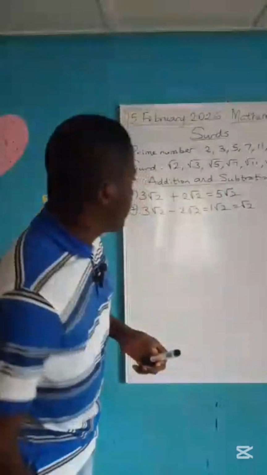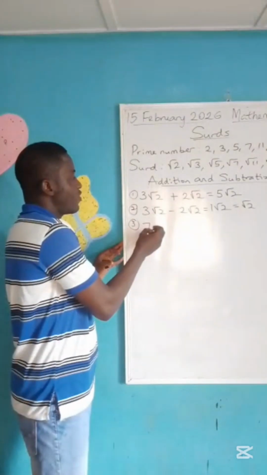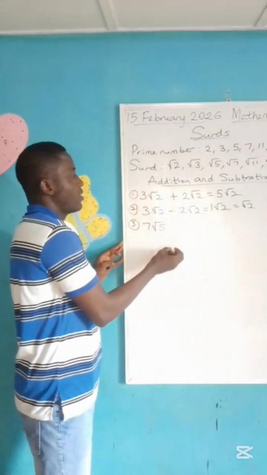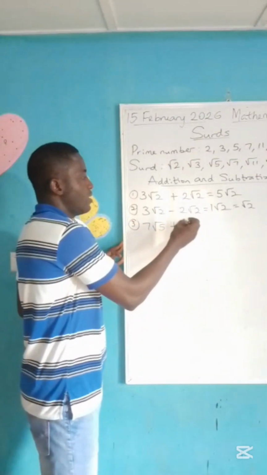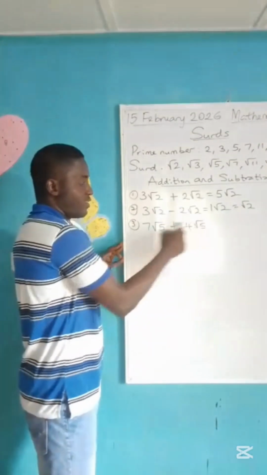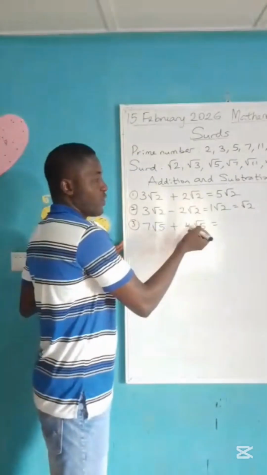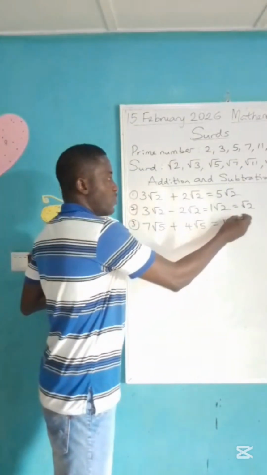Maybe we should take more examples. If we are to add 7 root 5 plus, let's say 4 root 5. Since the surds are corresponding, like they are the same, we can add this one. So we say 7 plus 4. So it will give us 11 root 5.